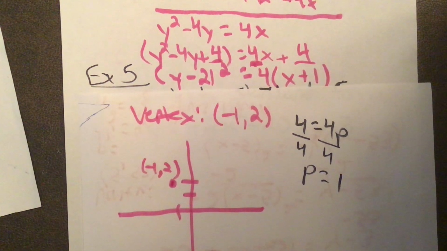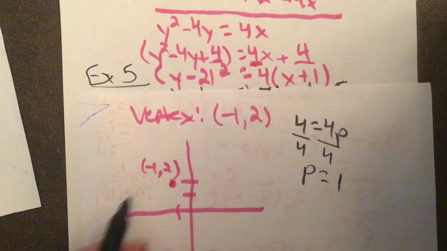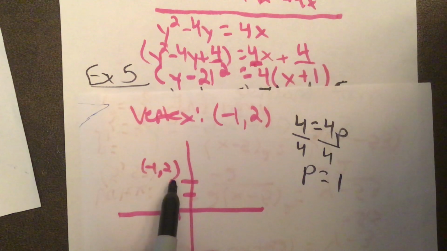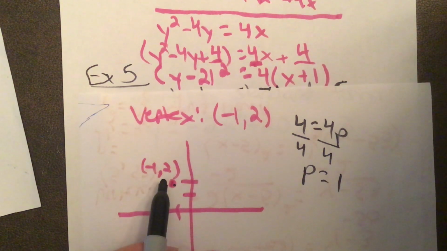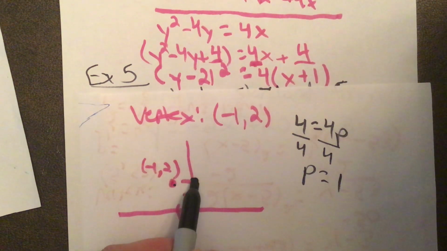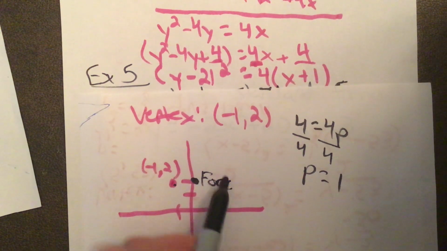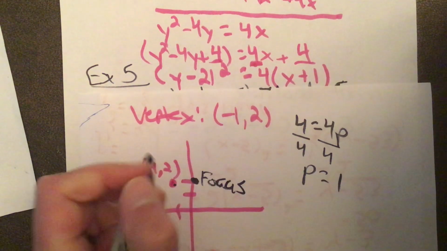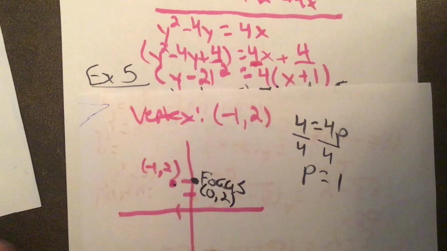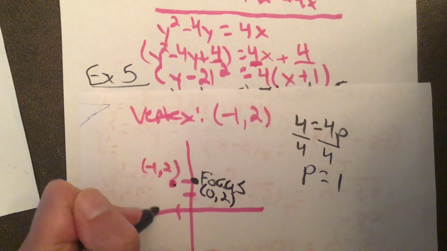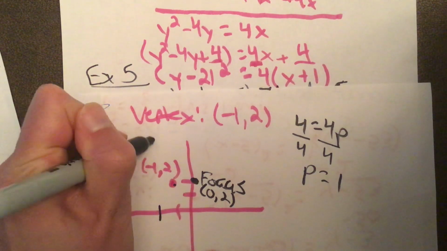My focal radius is 1. So since it opens left or right, I'm going to start from the vertex to go to the focus. I'm going to move 1 to the right. So this is my focus at 0, 2. And then I would move the same distance, but in the opposite direction. So I'm going to move 1 backwards.